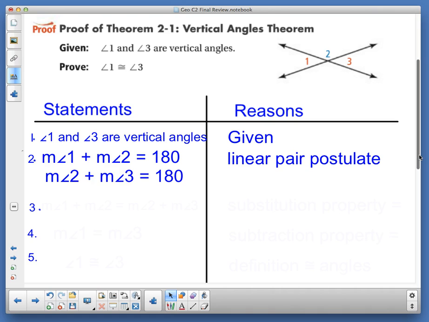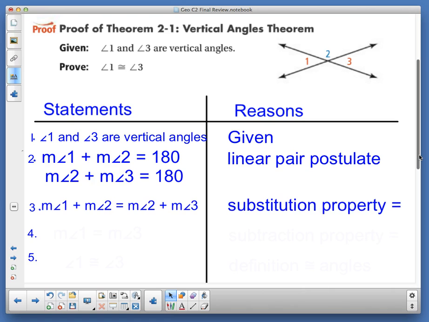Now, keep in mind what I'm doing. The purpose of this is for me to show that the measure of angle 1 and the measure of angle 3 are actually equal, and therefore congruent. At this point right now, I'm going to substitute. And this is my substitution. I know both of those are equal to 180, so I can set them equal to each other.